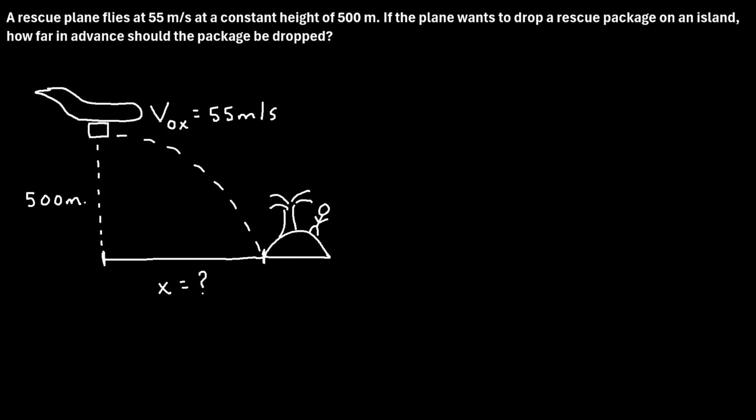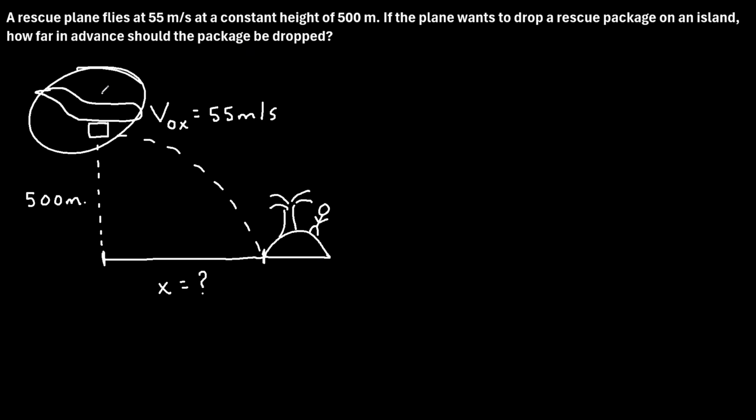In this video, I will explain how to solve a projectile motion problem in physics that involves a plane dropping an object. So let's jump right into an example. A rescue plane flies at 55 meters per second at a constant height of 500 meters. If the plane wants to drop a rescue package on an island, how far in advance should the package be dropped? So I've gone ahead and sketched out this situation.